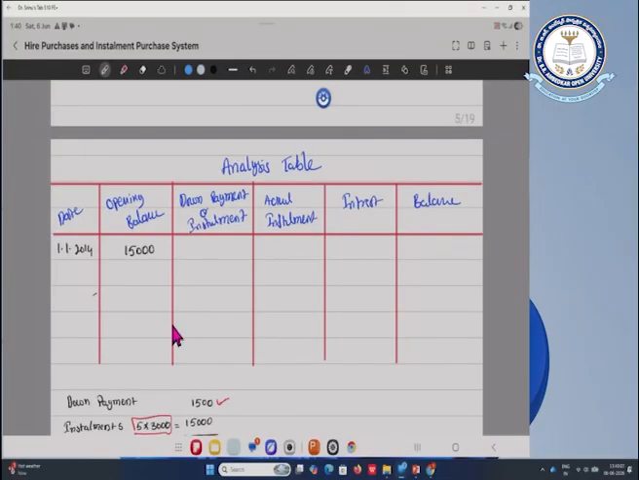Opening balance, you always have to take the cost of the machine only. So, that is 15,000 rupees. The cash price is 15,000. Down payment, how much we paid? 1,500 rupees we paid. So, actual installment is not there, interest also not there. Balance, how much? After payment of the down payment, 13,500 rupees is the balance.